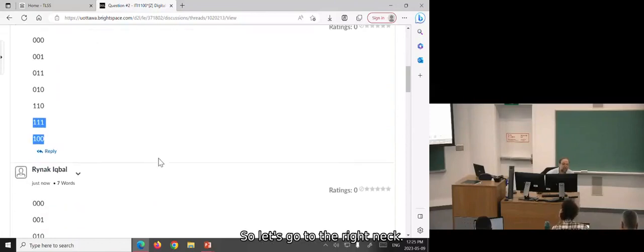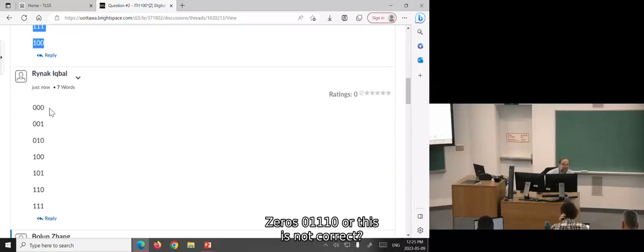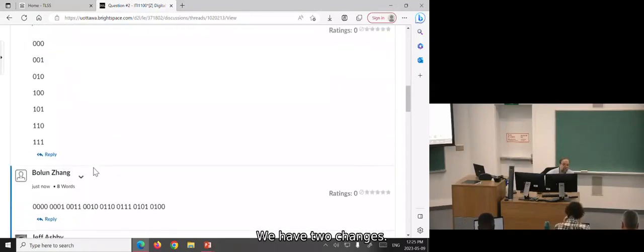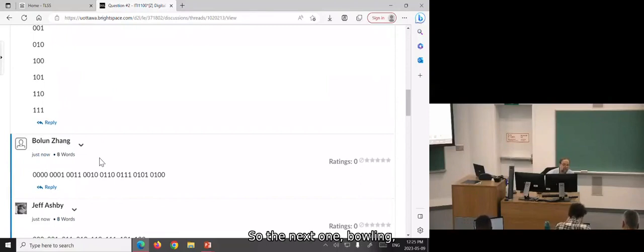So let's go to Rainak. 0, 0, 1, 1, 1, 0. Oh, this is not correct. We have 2 changes. So the next one, Volume. So you have 4 bits. Why did you write 4 bits? You had to write 3 bits, Volume.